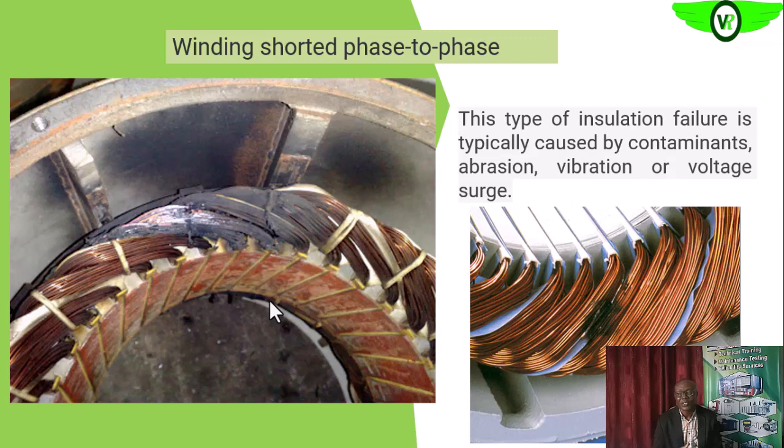So, shorted winding. There are different types of shorted winding. It could happen between the phases. It could also happen within the same phase. But what we are seeing on the screen now is between two different phases. That is why you have this kind of high blast between two different phases.